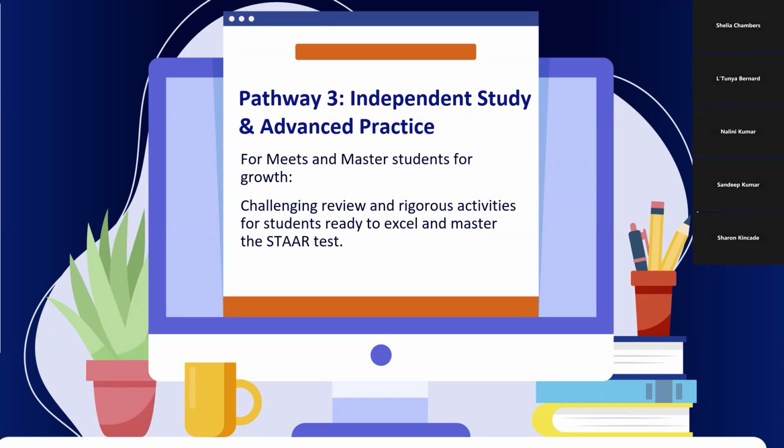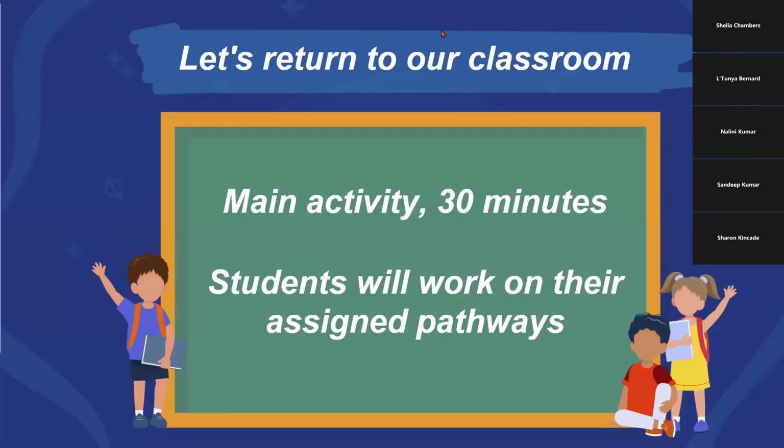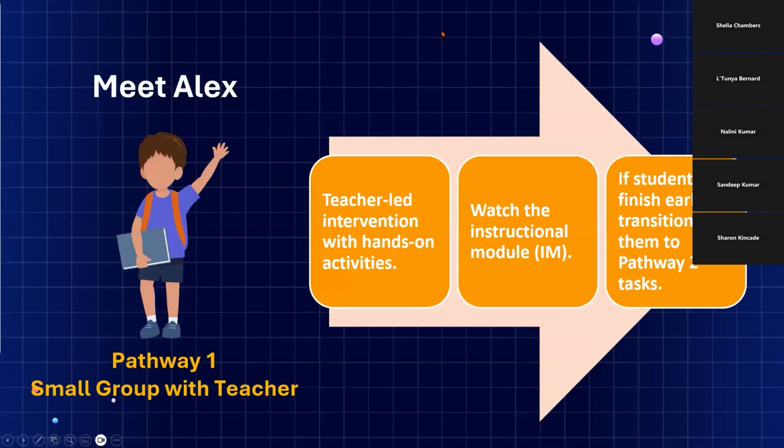Now, let's go back and look at the actual students that we're going to be considering for this lesson. So the main activity. So we started out with that 5-minute bell ringer, and now we're going to go into the main activity. So let's meet Alex. Alex could be any student in your classroom. You've gone and you've looked at that standard and you're like, wow, Alex is going to be that did not meet. We need to move him into approaches.